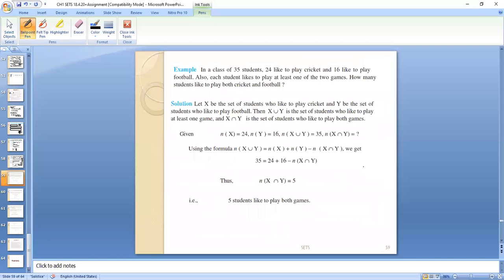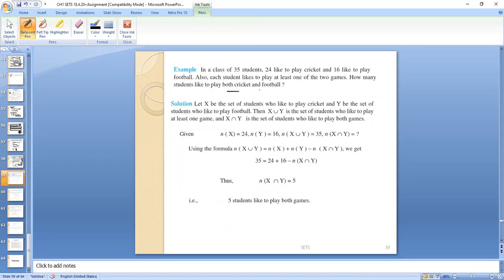Okay, I'll move next. This is the last topic of this chapter. After that, this chapter will be finished, right? In a class of 35 students, 24 like to play cricket and 16 like to play football. Also, each student likes to play at least one of the two games. How many students like to play both cricket and football?